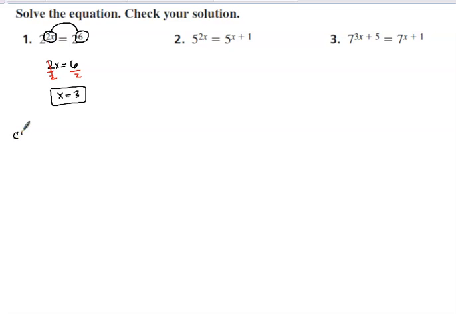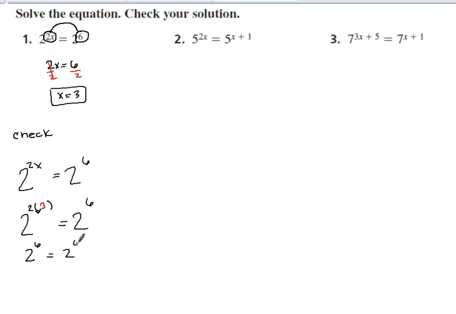So if we were to go back and check our answer, 2 to the power of 2x is equal to 2 to the power of 6. 2 to the power of 2 times our number is equal to 2 to the power of 6. And we are saying that that number, x, is a 3. So 2 to the power of, when I multiply the 2 and the 3 together, I get 6 is equal to 2 to the power of 6. And sure enough, the left and the right hand sides are the same.